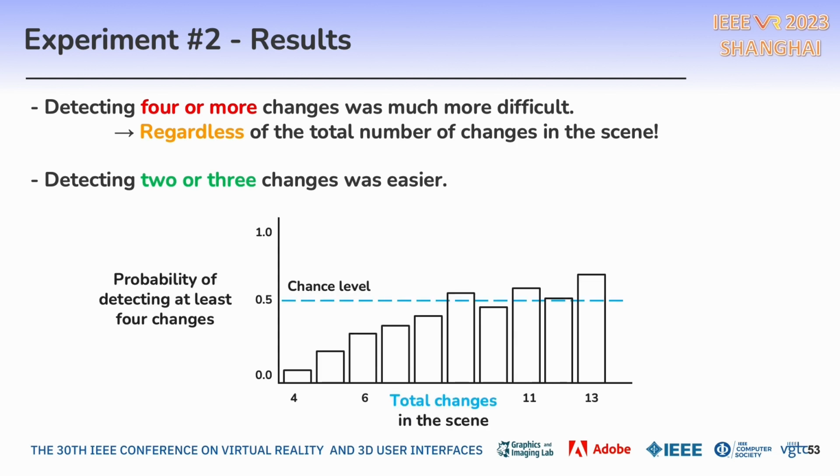This is a simple graph showing how the probability of detecting 4 or more changes in the y-axis barely passes the chance level, the horizontal blue line, regardless of the total amount of changes in the scene, the x-axis. Again, please refer to the main document for more details.